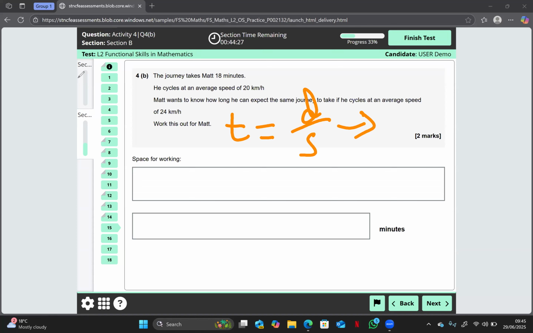Actually, we can work out the distance first. So what we need to do is work out the distance, which is distance equals speed times time. So 18 minutes multiplied... We need 18 minutes in hours, actually. 18 minutes is 3/10 of an hour. Yep. Okay.